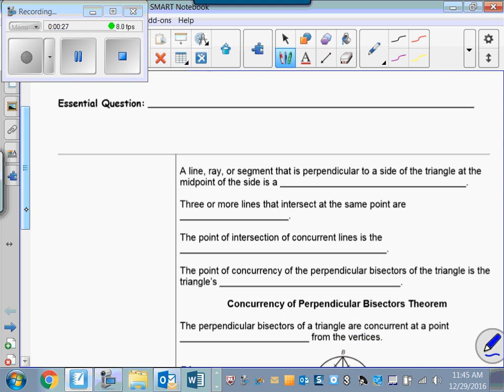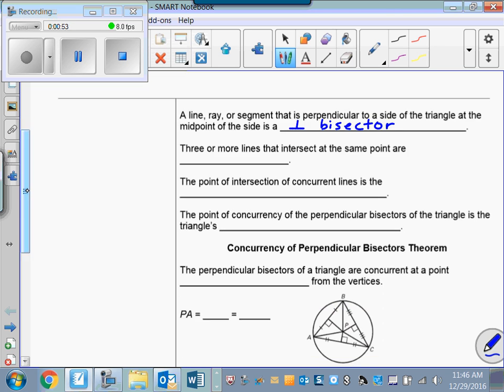So I inadvertently wrote the same definition here that I had at the beginning of last lesson. So if you don't mind, just go ahead and write it again. A line, ray, or segment that's perpendicular to a side of the triangle at the midpoint of the side, as we know, is the perpendicular bisector. We talked a whole lot about those last time. We learned some theorems about the perpendicular bisectors and angle bisectors, but now we're going to talk about something different.